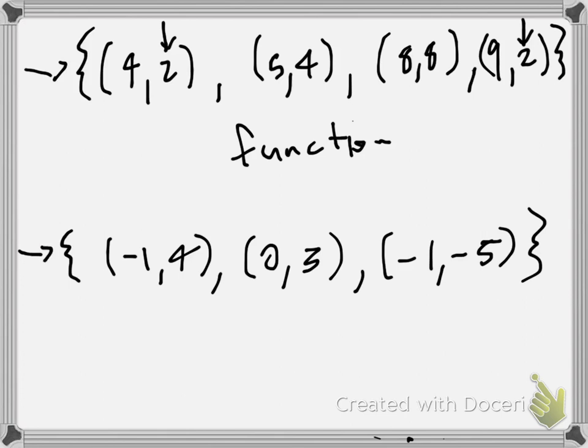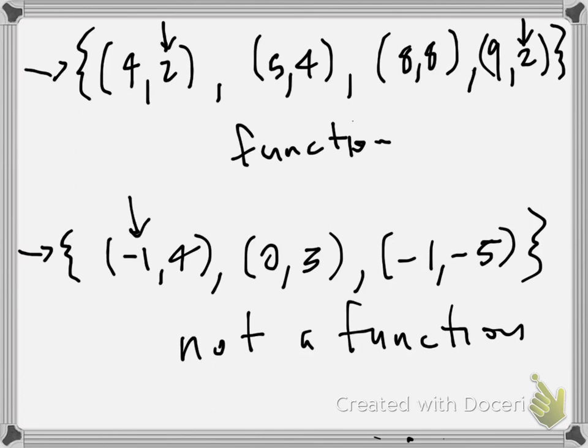Okay, the second set down here, -1, 4, 0, 3, -1, -5. This is not a function because we have repeated x values right here. That -1 value repeats in two different ordered pairs with different y values. If you have that situation, then you don't meet the criteria for something to be a function. Okay, the x values are repeated. So this is not a function.